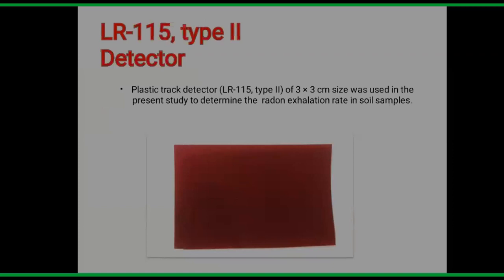This is the instrumentation used in the present investigation. The plastic track detector, the LR115 type, about 3 by 3 centimeters in size, was used in the present study to determine the radon accumulation rate in the soil samples. This is the detector.